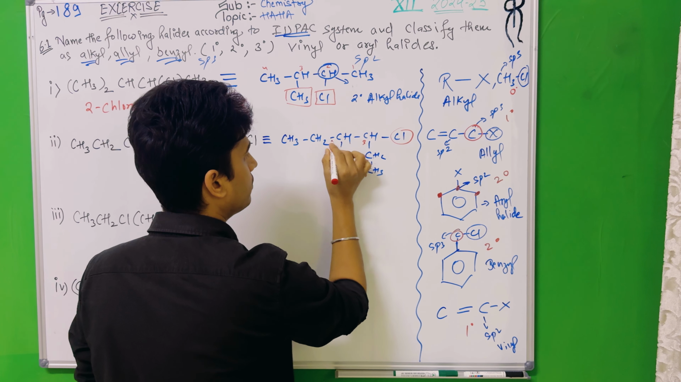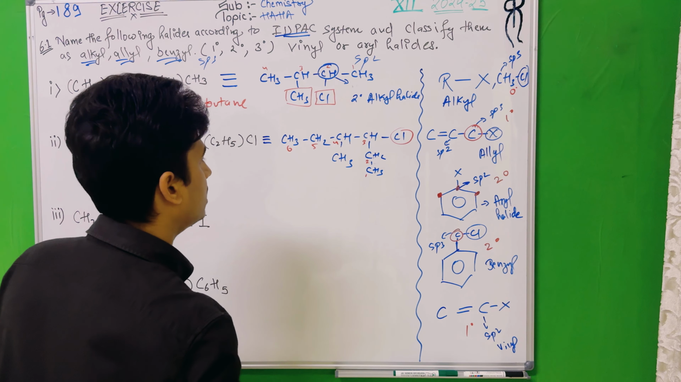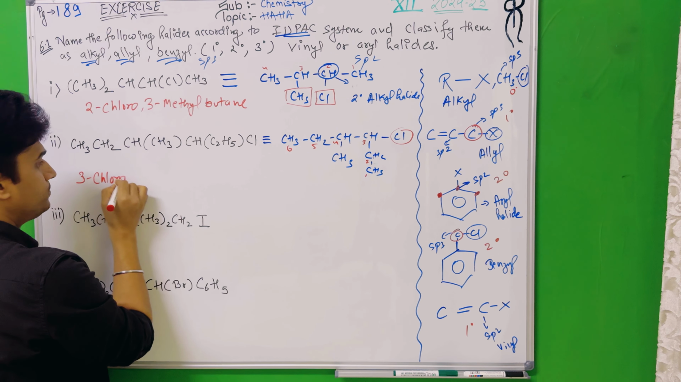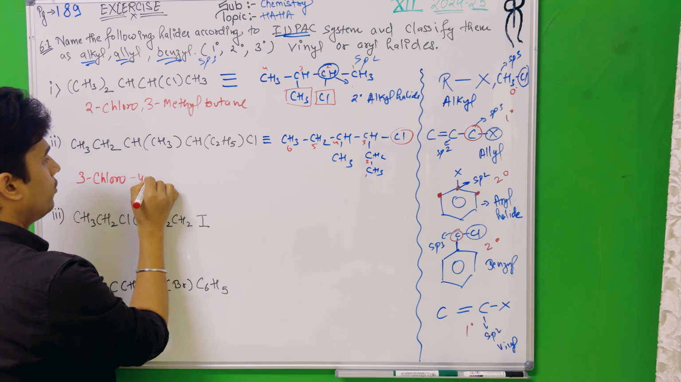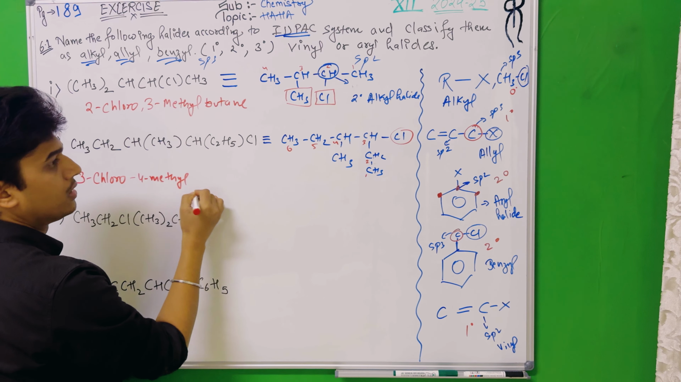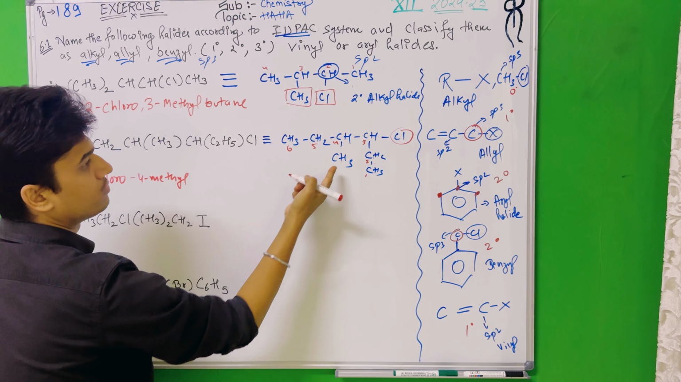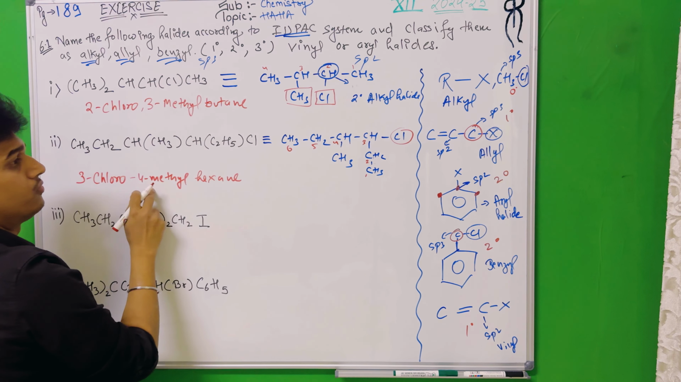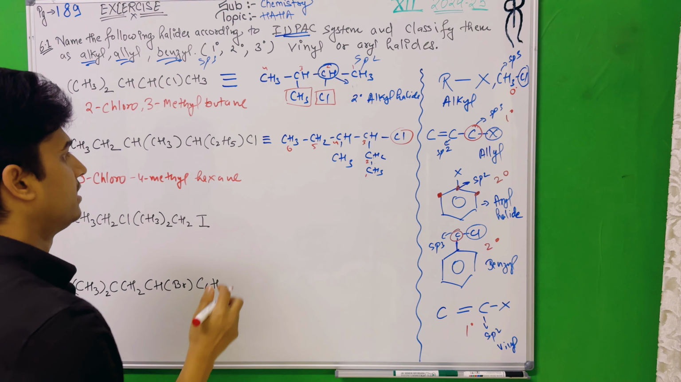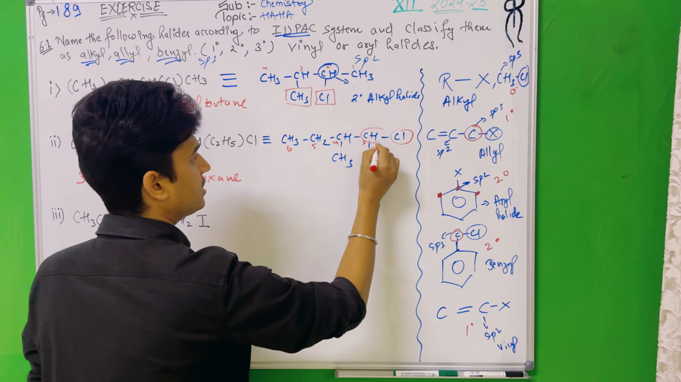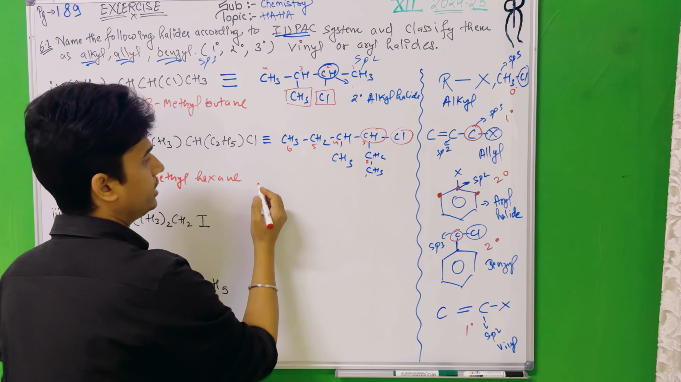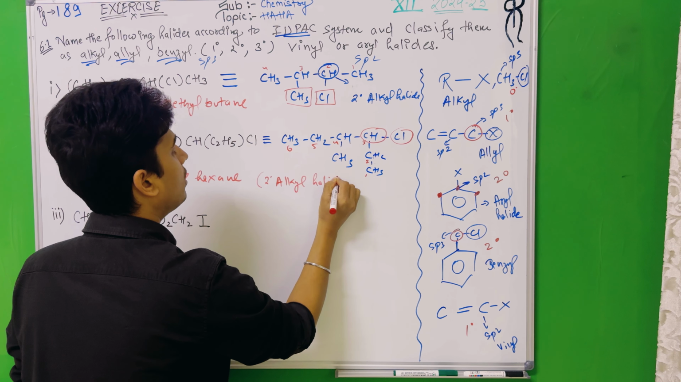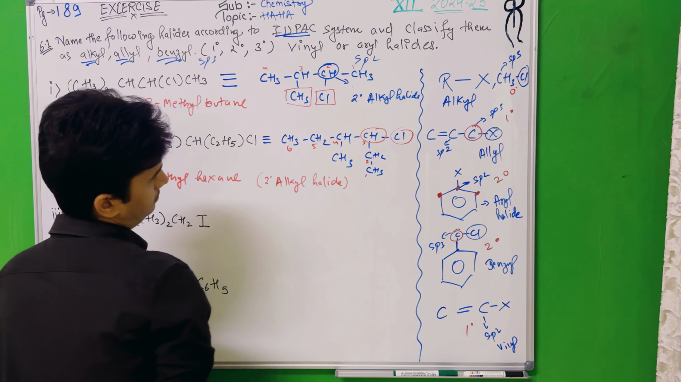1, 2, 3, 4, 5, 6. So at 3 you have chlorine, at 4 you have methyl. C comes first. So 3-chloro, 4-methyl, rest nothing, hexane. 3-chloro, 4-methyl, hexane. And also the carbon which is attached to the chlorine is attached to how many other carbon? 2. So it is 2 degree alkyl halide. Alkyl halide means an alkyl group is attached to a halogen.